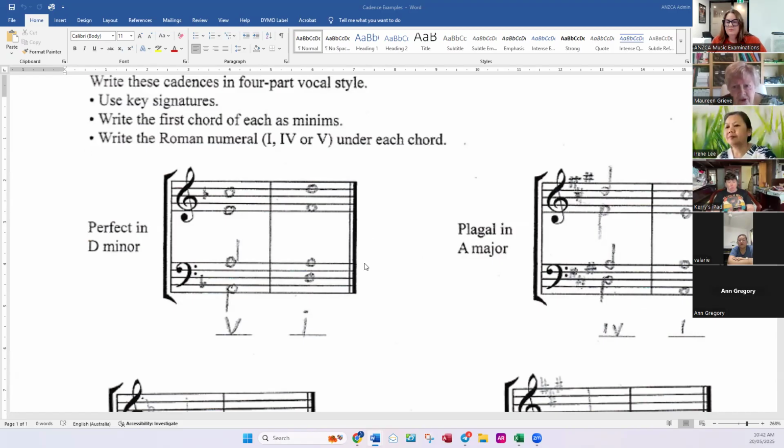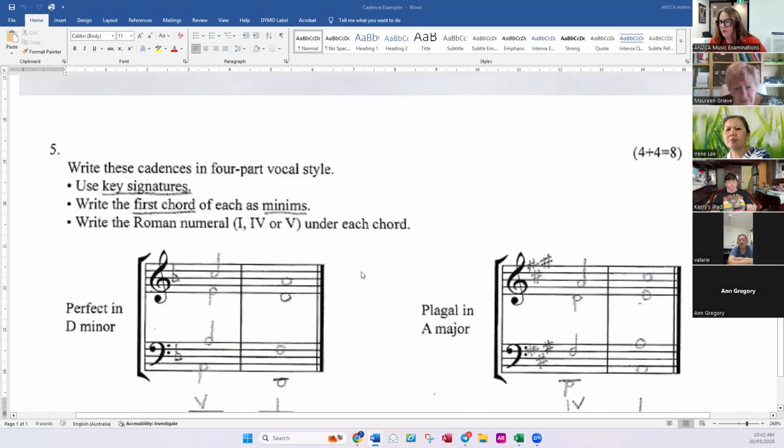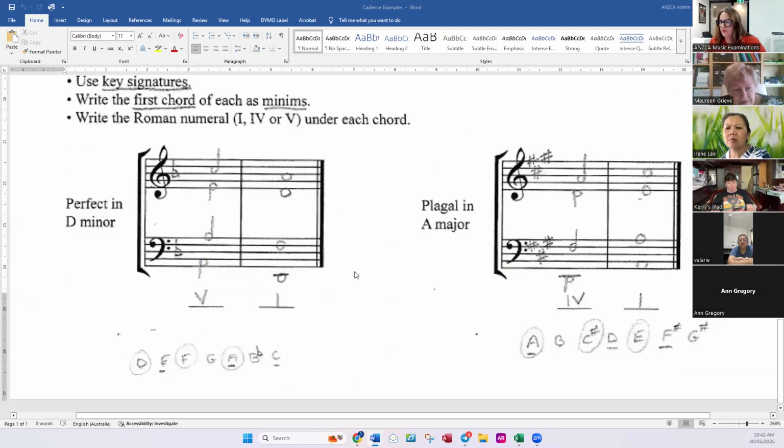Any more questions? I really like the bottom example and the way that this student has worked through the question. They've underlined all parts of the question. They did forget about their C sharp, but they've worked out their letters at the bottom there for the minor, D minor.